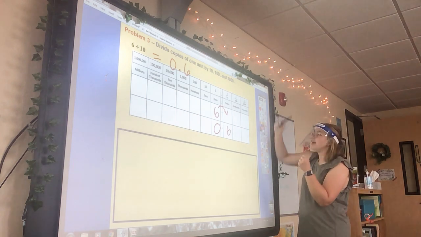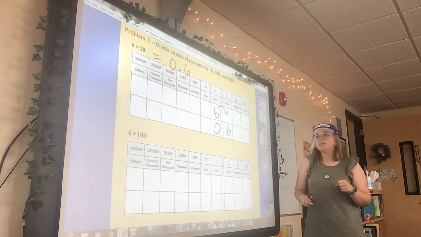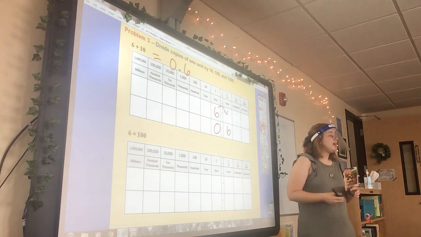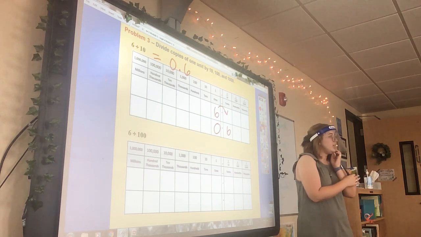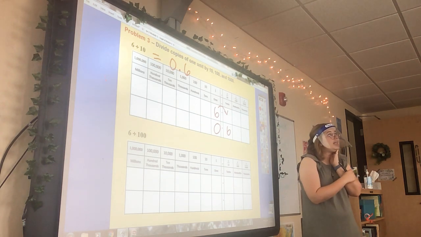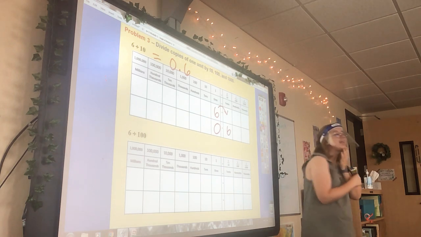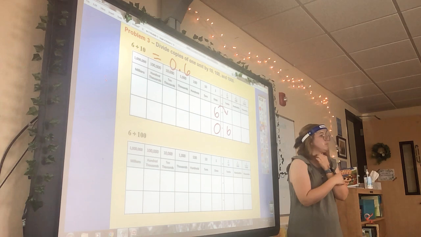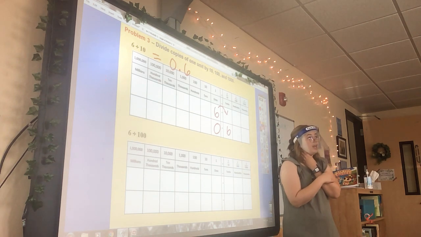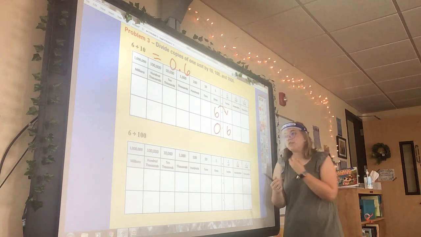All right, we've got to move on. Really quick, we're not going to solve this one, but check it out. 6 divided by 100. How many tens make up 100? 10. Good. Now, here's the tricky thing. We're starting with 6.